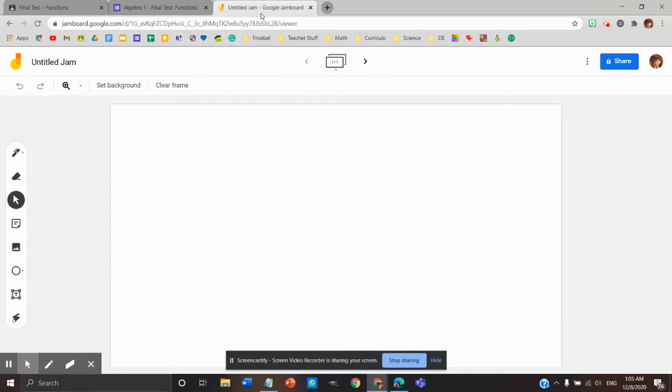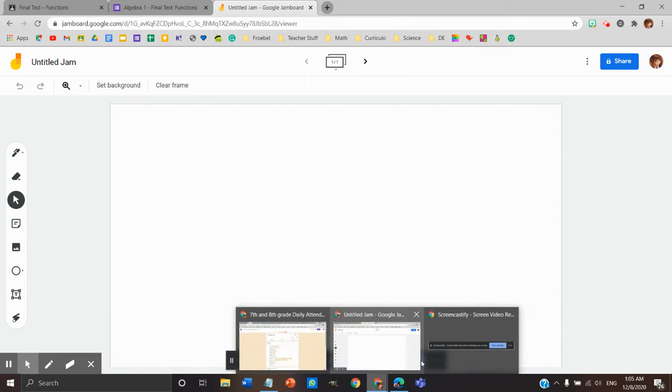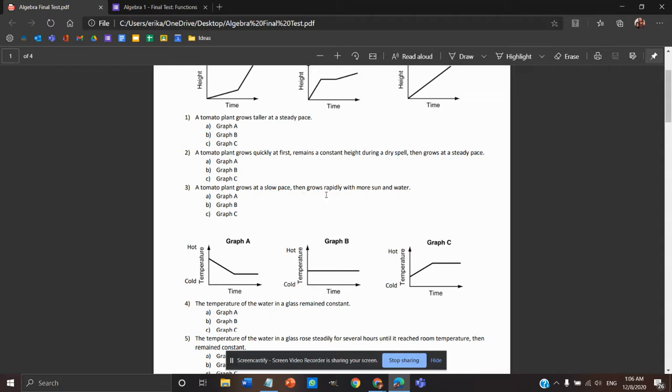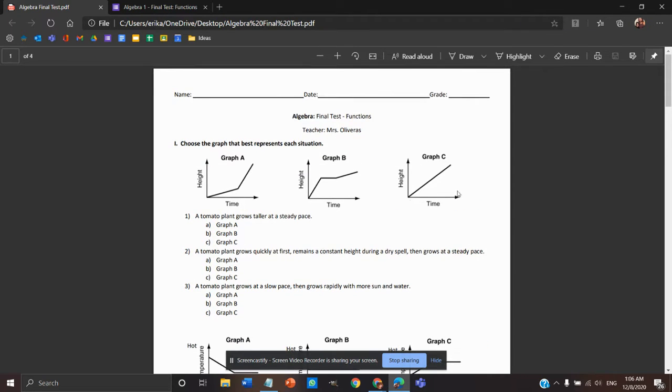And again, you're going to look for a graph. The first one says a tomato plant that grows taller at a steady pace. Which graph is going to be that one? Let me search for your test right here. Which one is going to be that one? A tomato plant that grows quickly at first, so you're going to see it rise very quickly, then it remains constant during a dry spell and then grows at a steady pace. Which graph is that one? And a tomato plant that grows slowly and then rapidly grows with more sun and water. Which one of those graphs is that one?